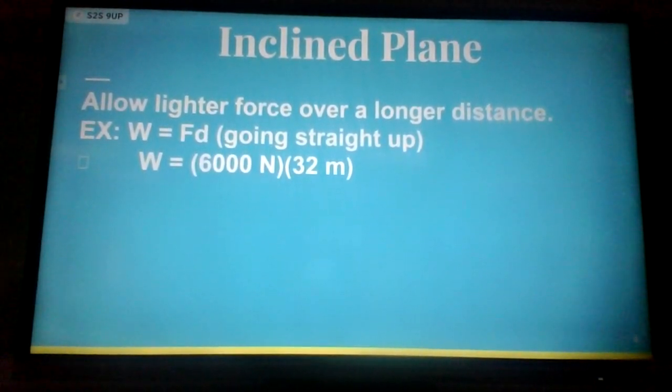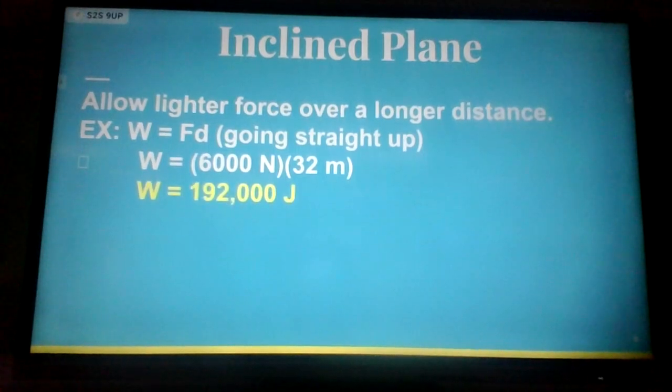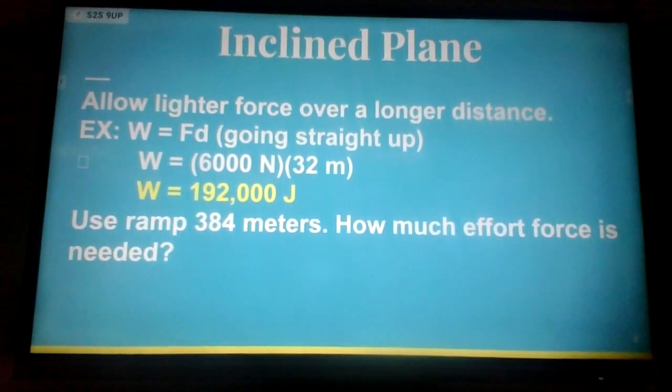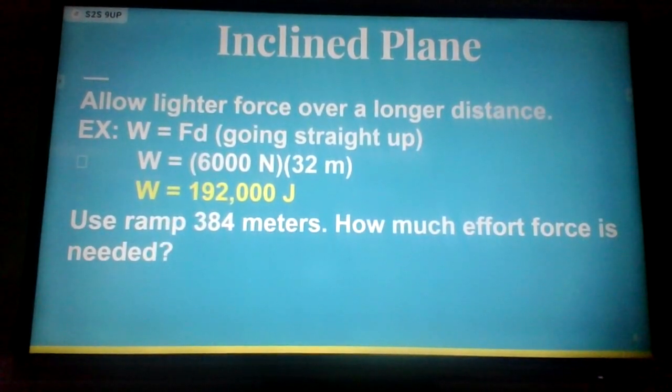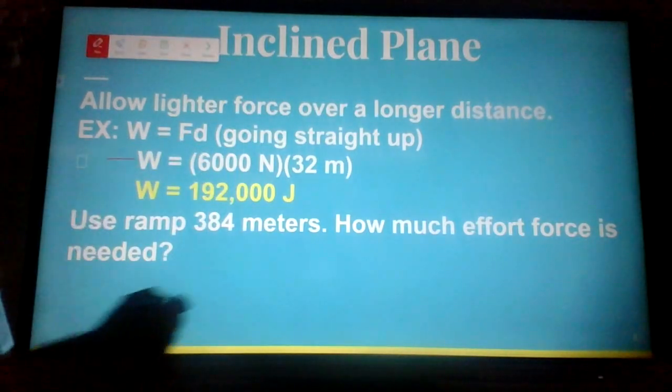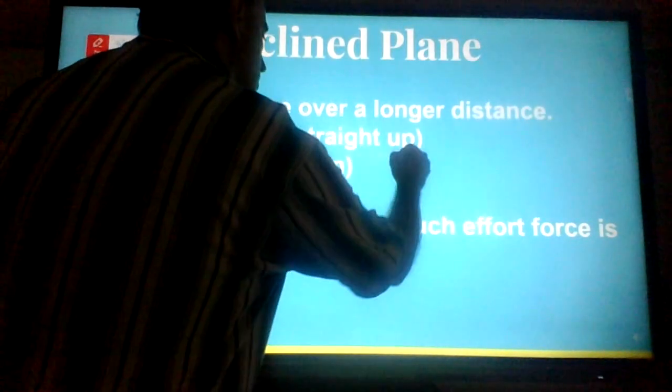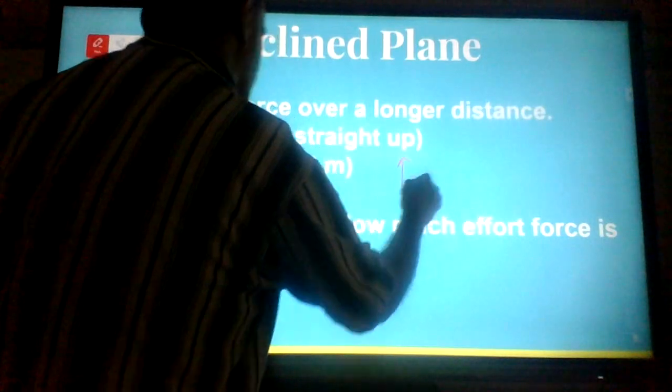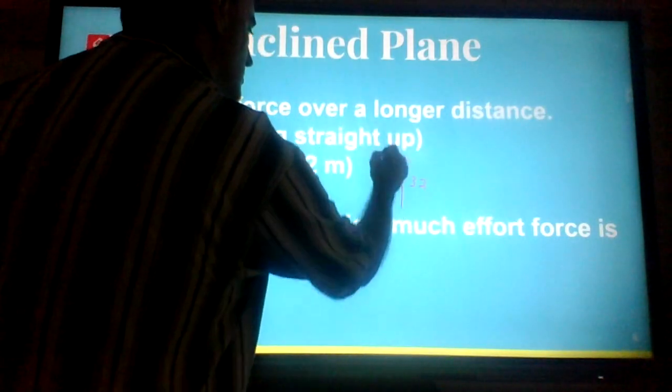6,000 newtons going 32 meters up high, do the math, 192,000 joules of work. That's if we lifted that block straight up. Now let's use a ramp that's 384 meters long. So how much effort force is needed? Well, in this part right here, we're going straight up 32 meters and raising 6,000 newtons.